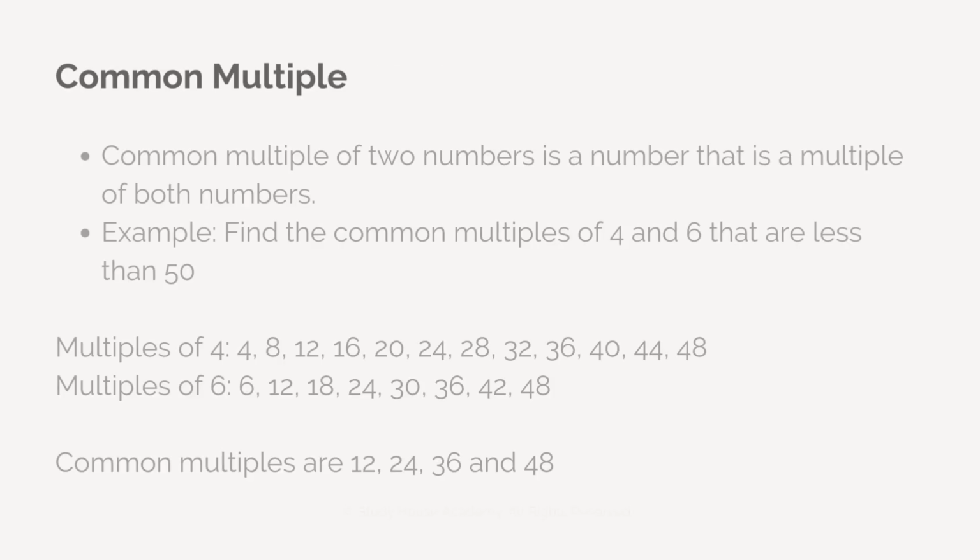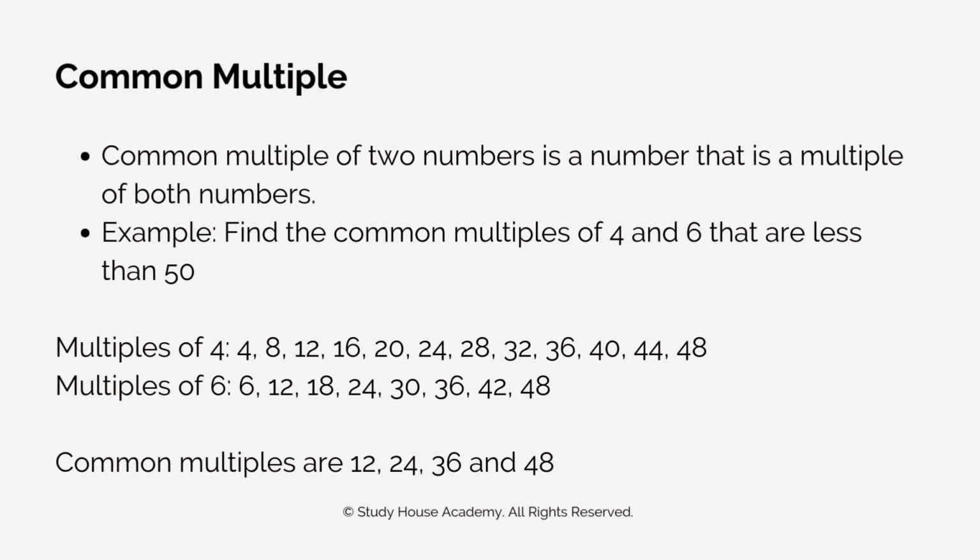A common multiple of two numbers is a number that is a multiple of both numbers. For example, find the common multiples of 4 and 6 that are less than 50. We get the multiples of 4 and 6 separately. Then find the common numbers, which are 12, 24, 36, and 48.